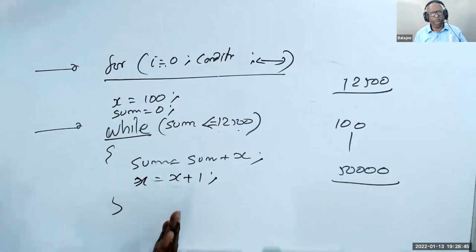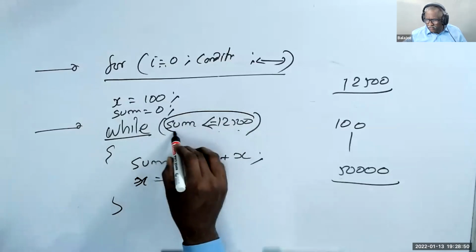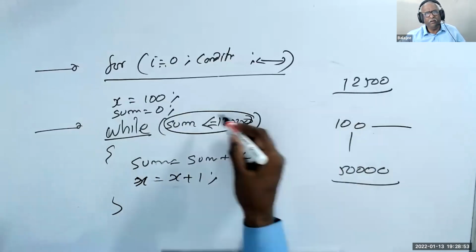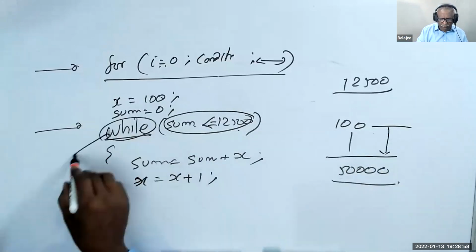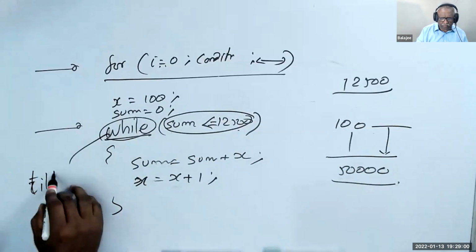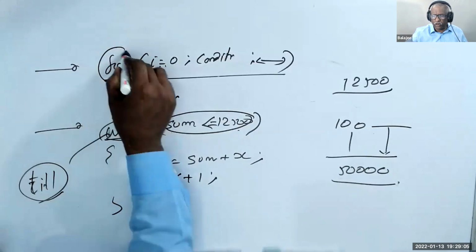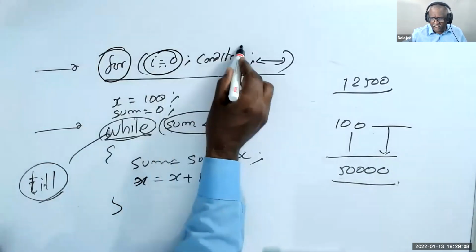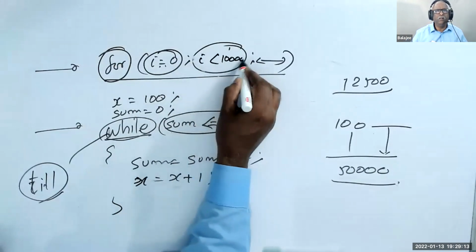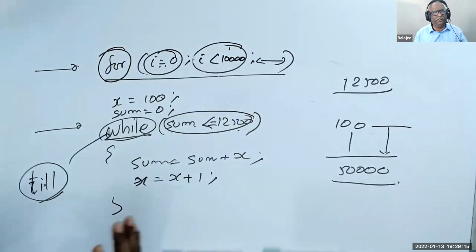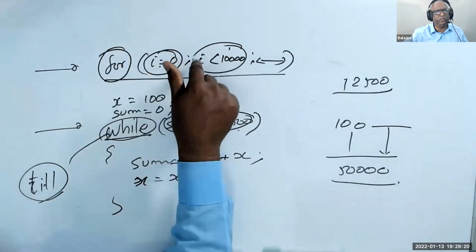So please understand: you use while when you don't know till what. I'm starting from 100, but I don't know till what. Then the meaning of while is till. But for is for a range, starting from here and ending the range. So now I say i is less than 10,000. This is a convention. Where you are using while, you can use for, and where using for, you can use while.